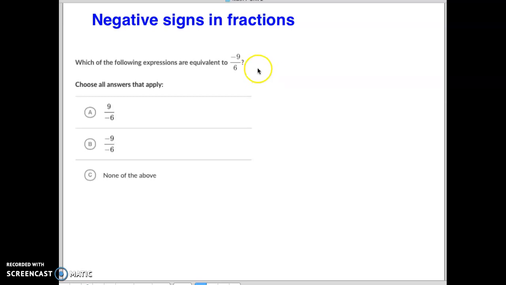So which of the other ones here would end up being a negative? This one has one negative, so that would work. This one has two negatives, so that's a positive, would not work. Don't have to worry about C if we answered A or B.